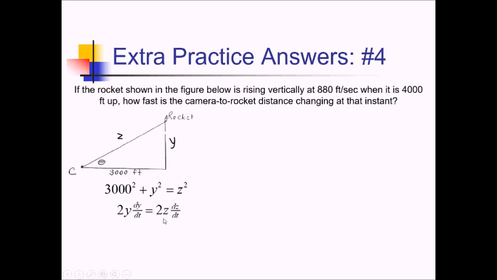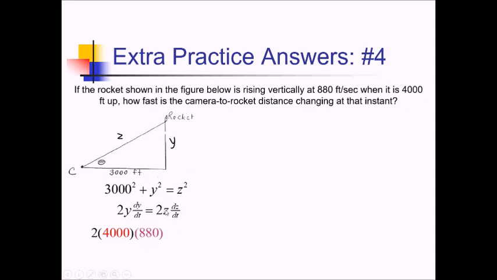So ultimately, we want to figure out how this distance, this hypotenuse distance, is changing. So we're looking for dz over dt, which means we need to figure out what y, dy over dt, and z are for this problem. Okay, well, we already know what y is. It's this 4,000 feet up they gave us. And dy over dt, that's how fast y is changing. So that's this 880. So we have 2 times 4,000 times 880 equals, well, what's z?